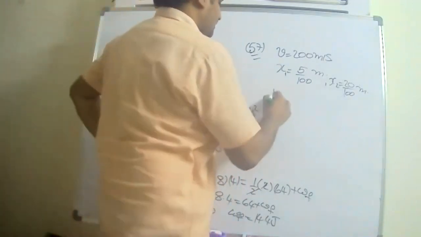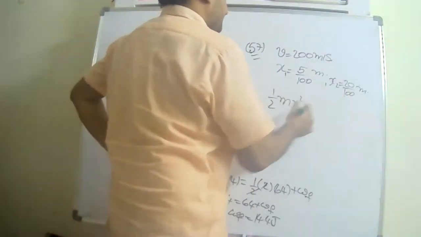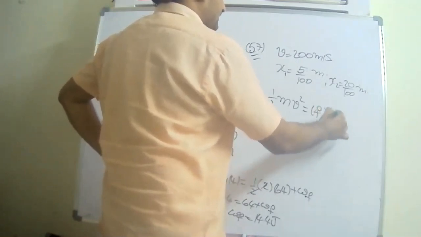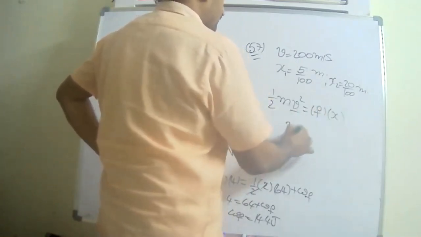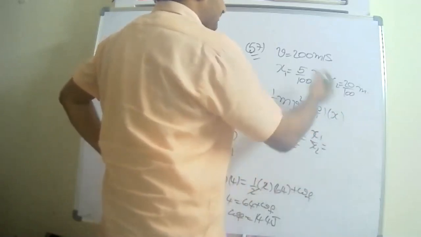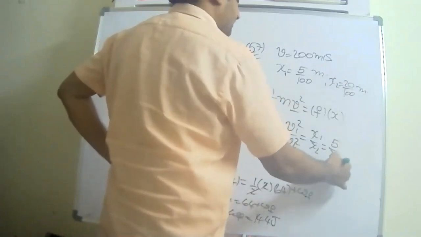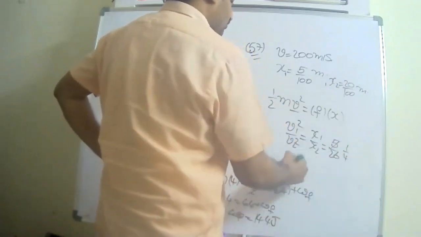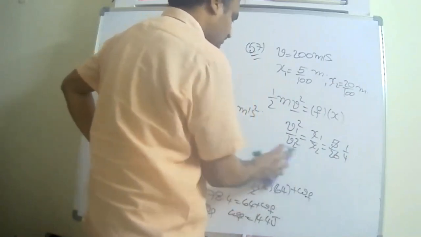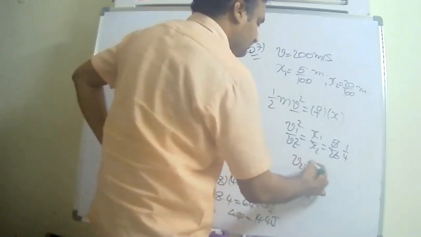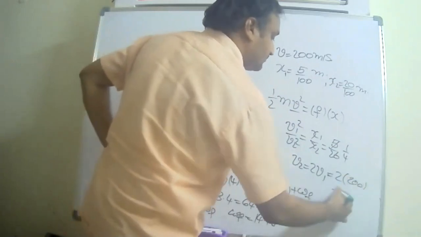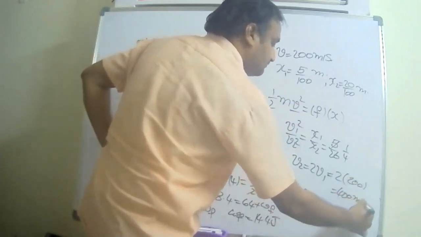Obviously half m v square is equal to frictional force constant into x. So v1 square by v2 square is equal to x1 by x2. So x1 by x2 is 5 by 20, which is equal to 1:4. So v2 is equal to 2 times v1. Taking the square root, v2 is equal to 2 times v1, so 2 times 200, it is 400 meters per second.